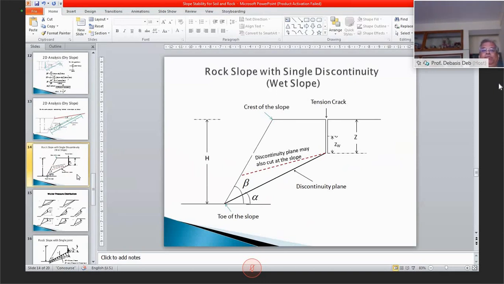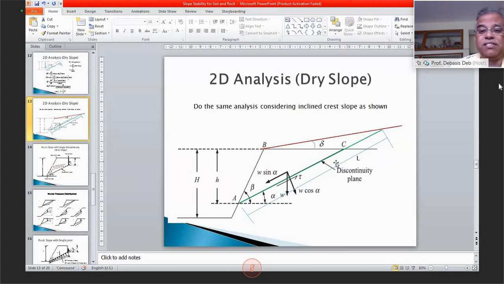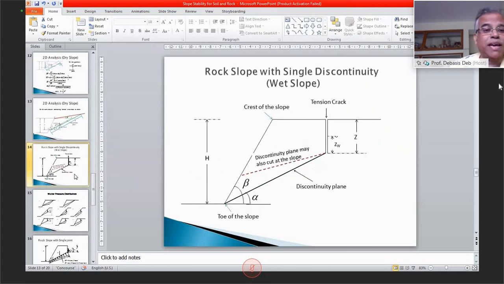Now we come to rock slope with single discontinuity, but it is basically the wet slope now. So we will now consider water. We could have considered water directly here also, but to make it a little complicated, we consider there is a tension crack also behind. Now, can anybody tell me why this tension crack comes? What is this tension crack and why does it form on the other side of the slope?